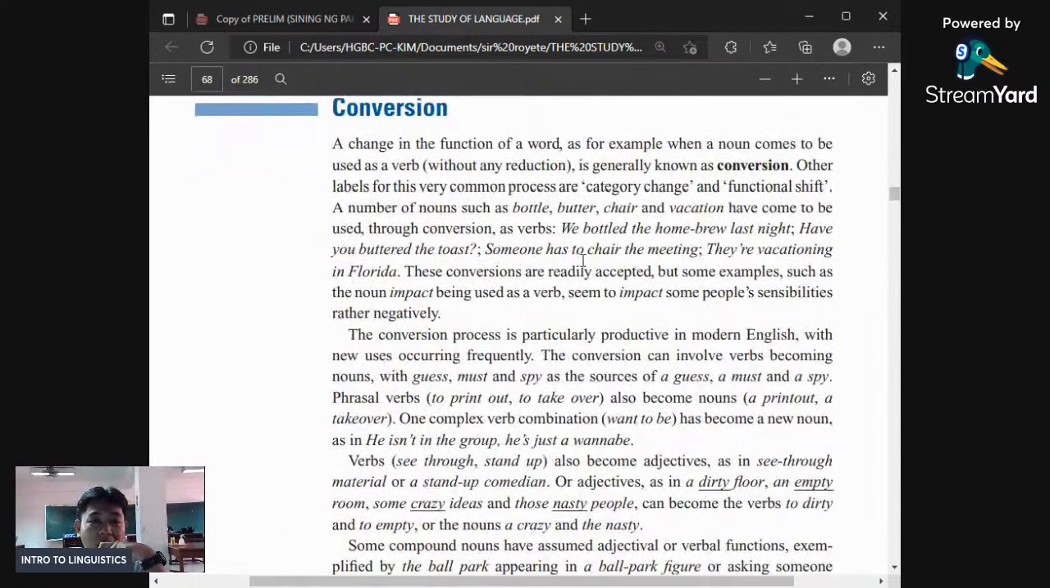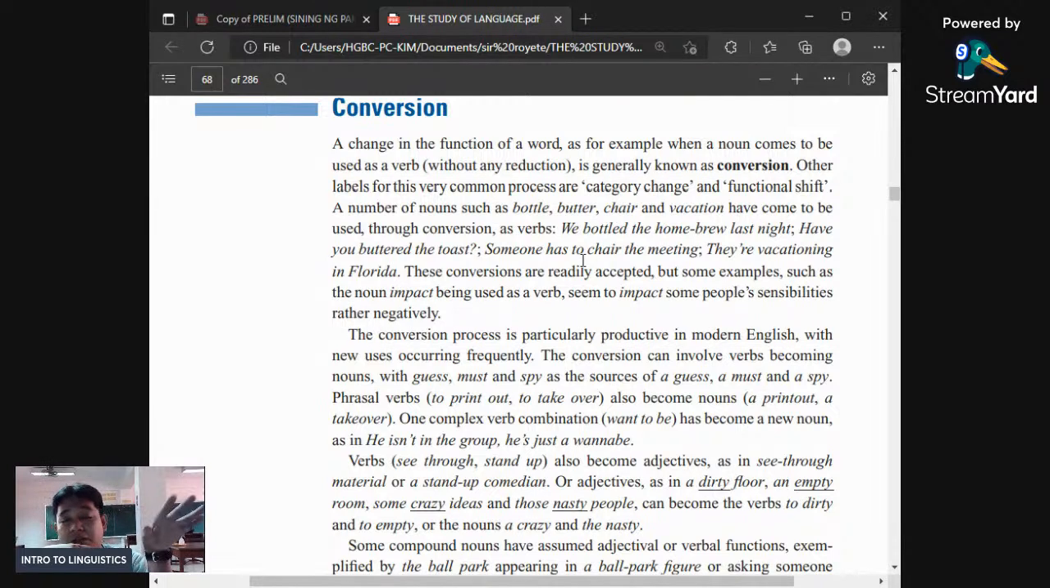Alright, so we also have conversion. Ito naman sa function ng word. We also have to know the function of the word sa conversion. For example, when a noun comes to be used as a verb without any reduction, it is generally known as conversion. Itinatawag natin yan, category change and functional shift.